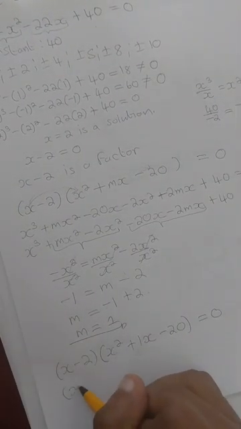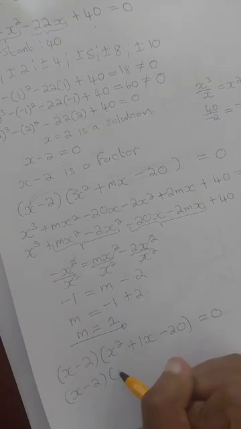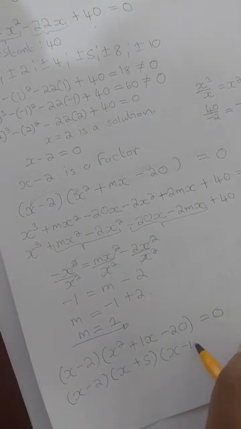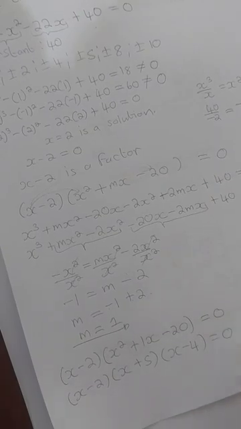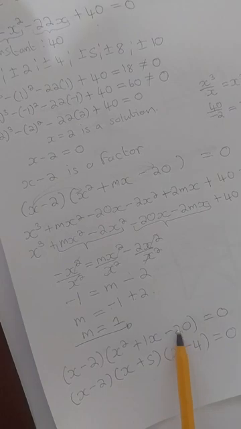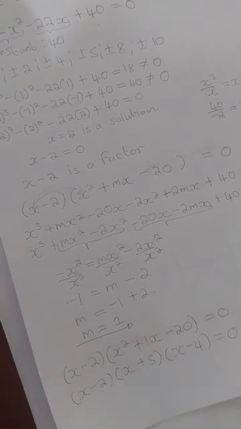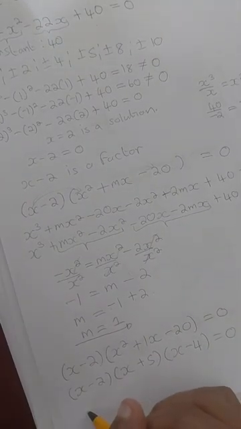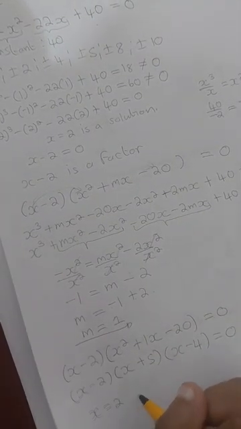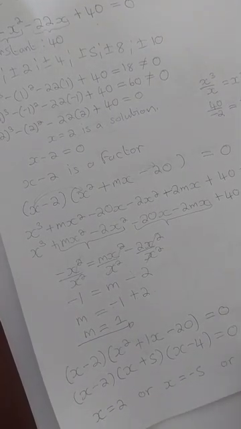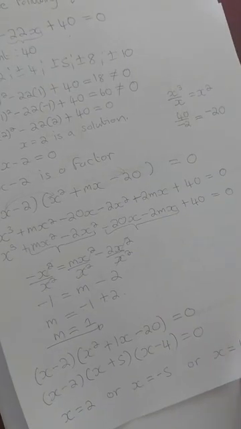So therefore, we're going to say x minus 2, and then x plus 5, and then x minus 4 is equal to 0. We know that 5 times negative 4 gives negative 20, and 5 minus 4 gives 1. From this, you can simply tell that x is equal to 2, or x is equal to minus 5, or x is equal to 4.